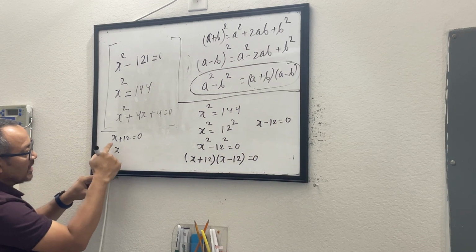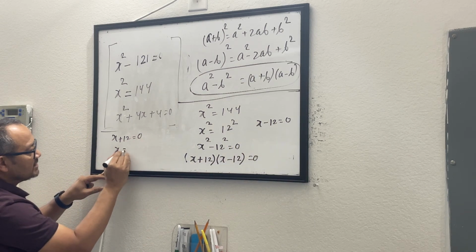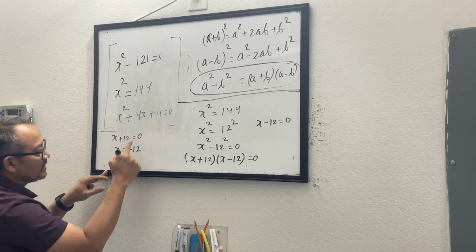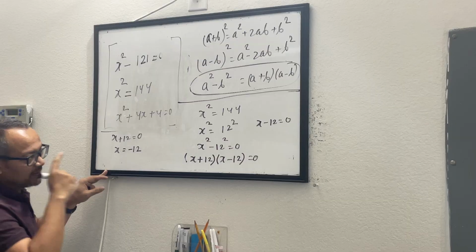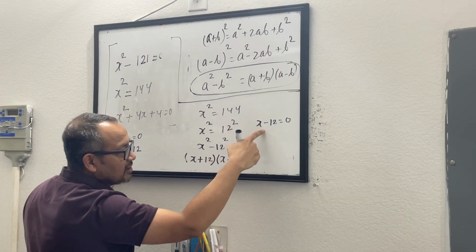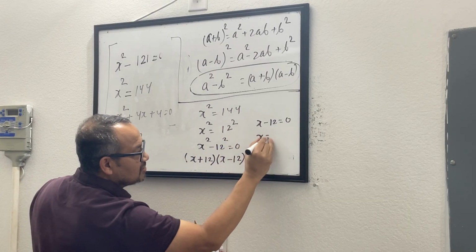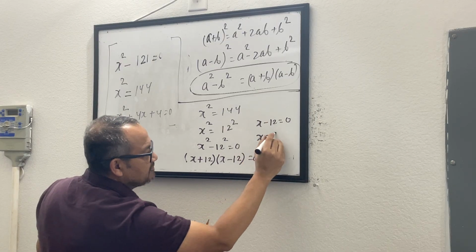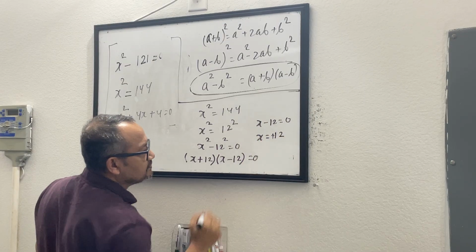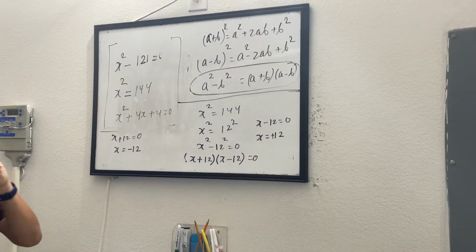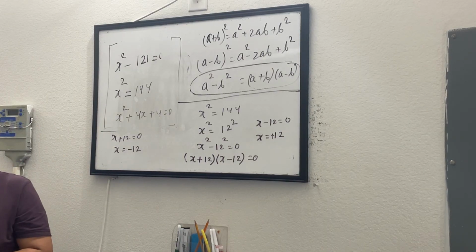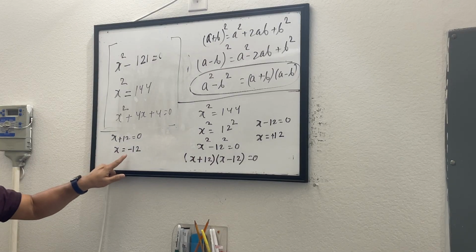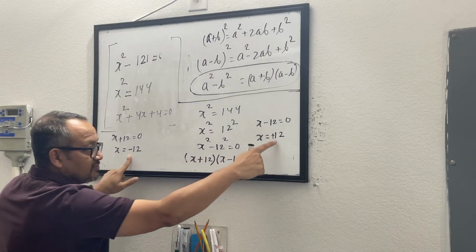When x plus 12 equal to 0, x is equal to, this goes to this side, becomes minus 12. So 0 minus 12 is minus 12. When I look at this possibility, x minus 12 equal to 0, x is equal to, this goes to this side and becomes 0 plus 12. That means plus 12. So there are two possible answers for x. Two possible values of x. One is x equal to minus 12 and the other is x equal to plus 12.